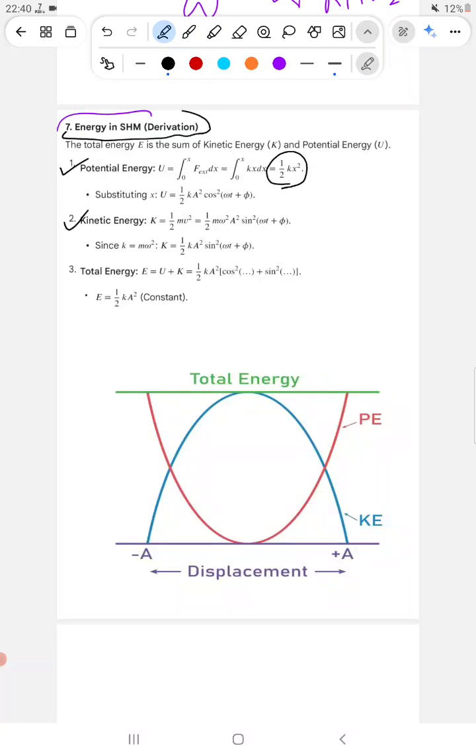Potential energy is given by half kx square. Kinetic energy is given by half mv square. x is the displacement, the instantaneous displacement at a particular instant. v is the instantaneous velocity.